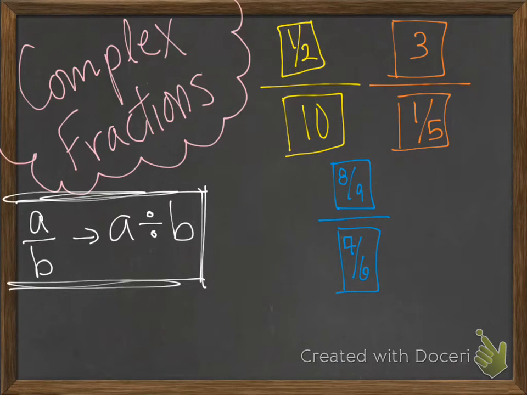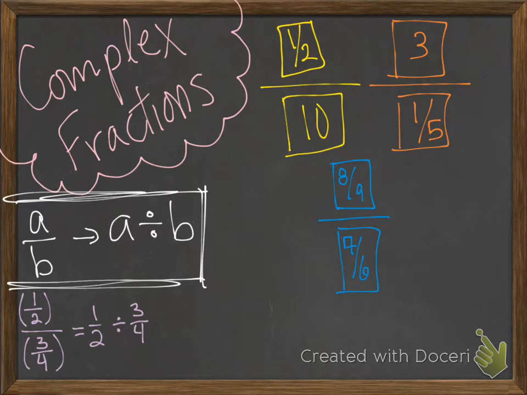So really quick, just as a reminder, a fraction is just a division problem. A over b really means a divided by b. So we can use that information to simplify complex fractions. So a over b is equal to a divided by b. So if I have the fraction 1/2 over 3/4, that really means 1/2 divided by 3/4.